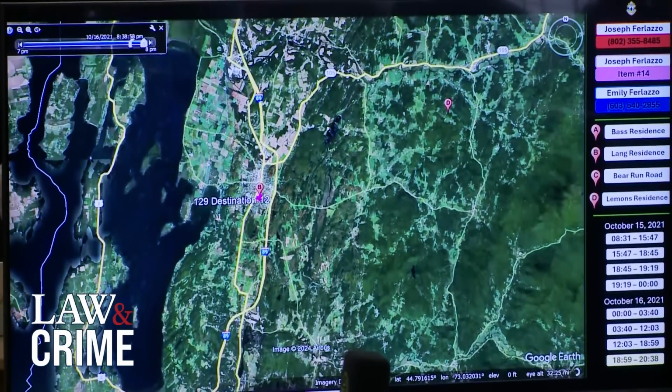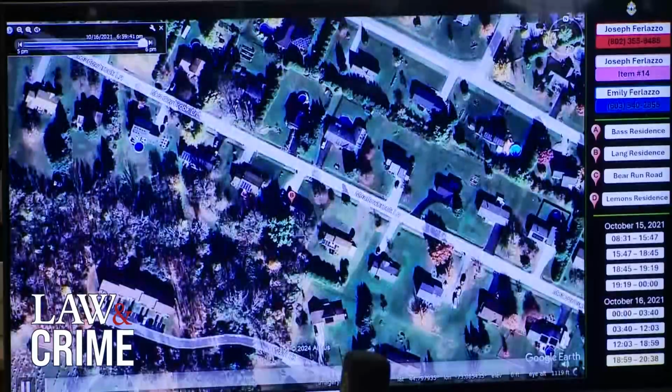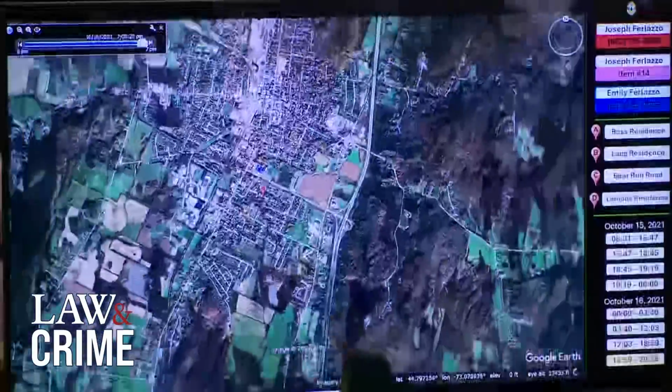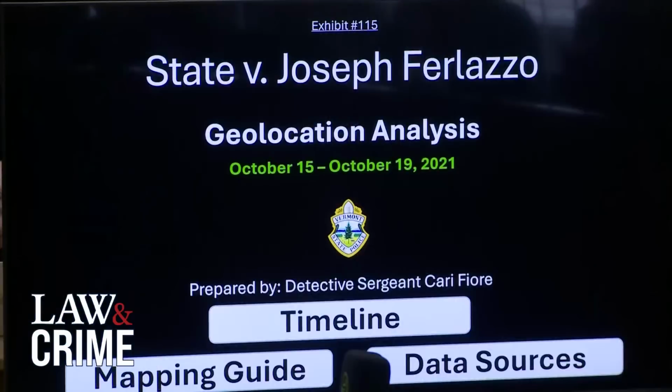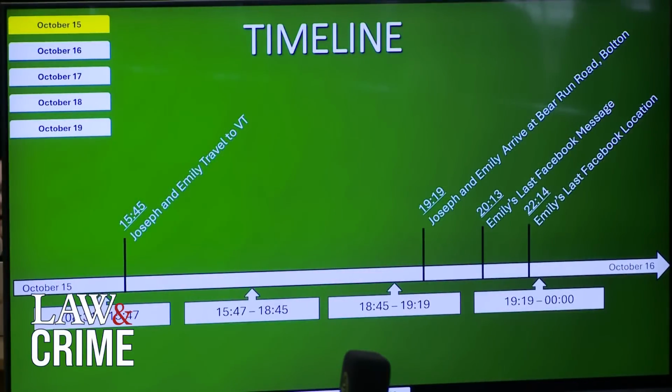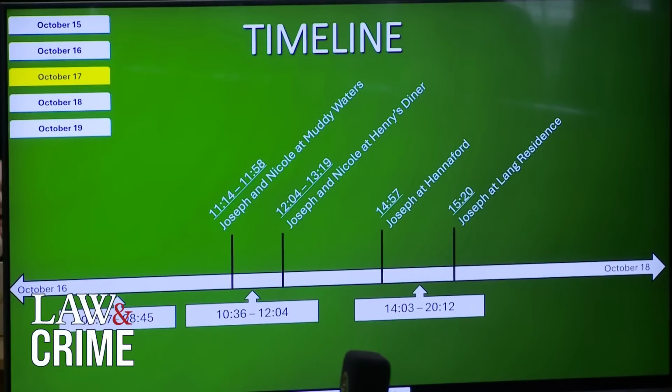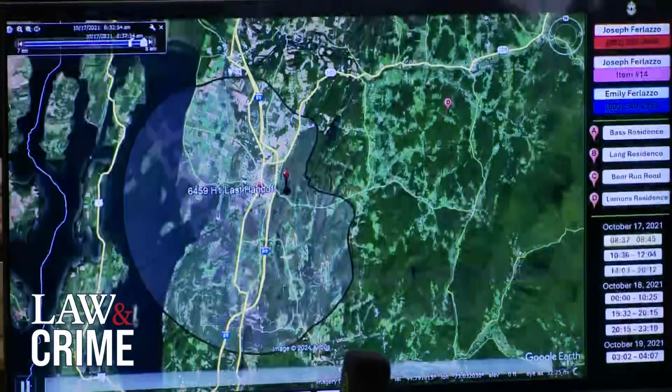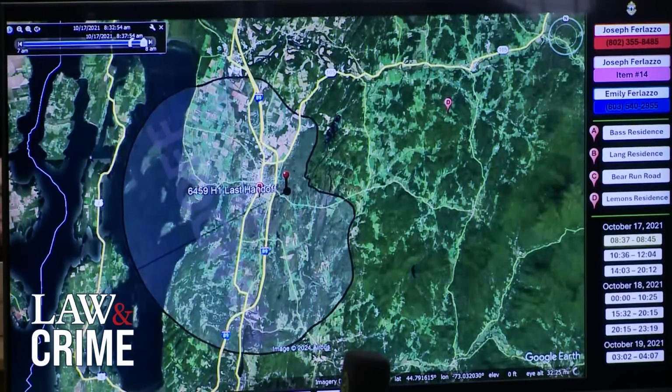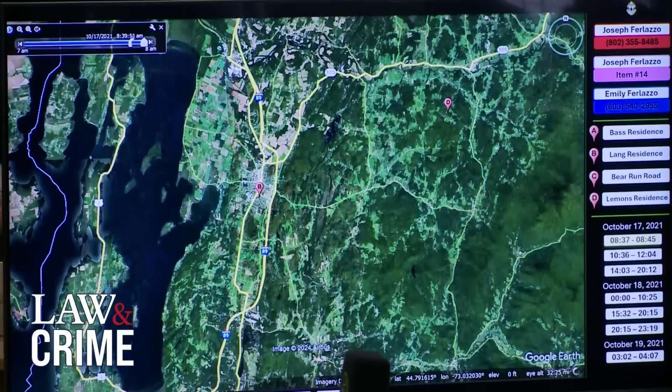Okay, so we are now on Sunday, October 17th. And is there a text message from Joseph's phone to Emily's the next morning? Yes. So at 8:37, that device was using that same cell site that I saw in the overnight hours, consistent that it hadn't moved.